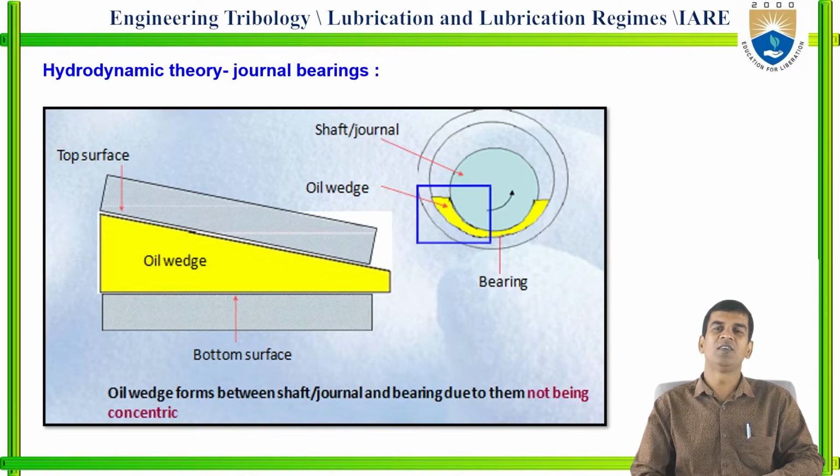Now you can see the hydrodynamic theory of the journal bearing. Here, the bottom surface is flat, similar to the previous one, and the top surface is inclined, and you can see the oil wedge over here. This one we will call the bearing, and this we will call the journal or the shaft. In between you will have the lubricant. That's the oil wedge film between the journal and the bearing, due to them not being concentric.